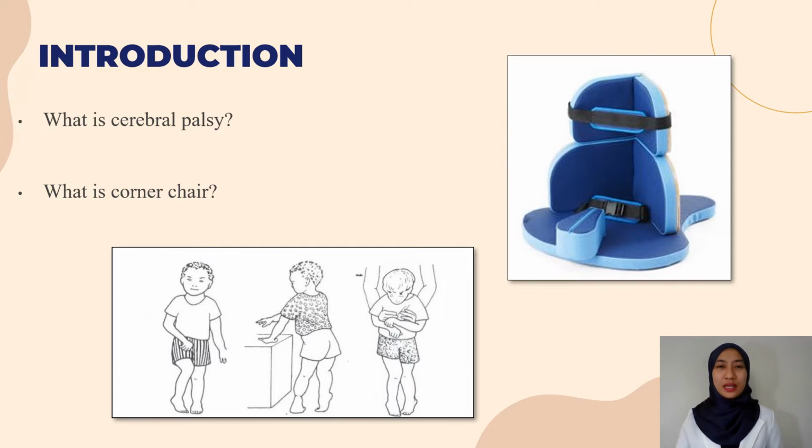Before we move deeply, I will explain to you what is cerebral palsy and corner chair. Actually, cerebral palsy (CP) is a disorder of movement and posture caused by abnormal development or damage to the brain that controls the movement, balance, and body posture. While the corner chair is a specially built seat for children with cerebral palsy.